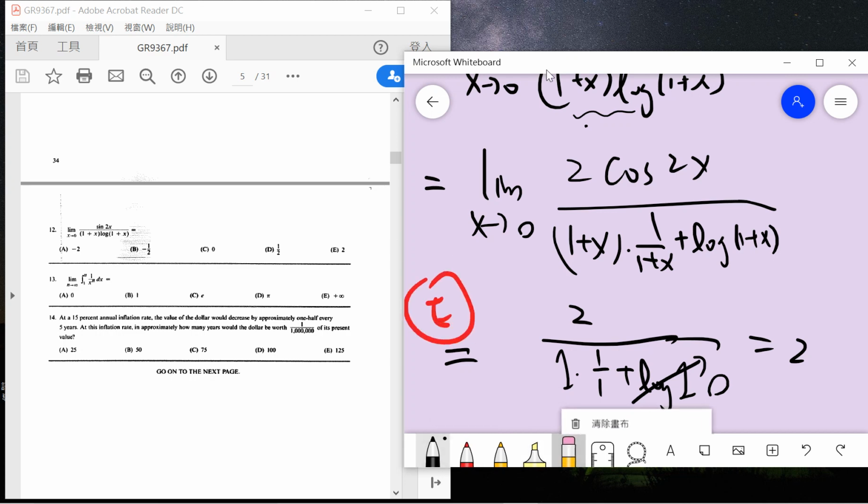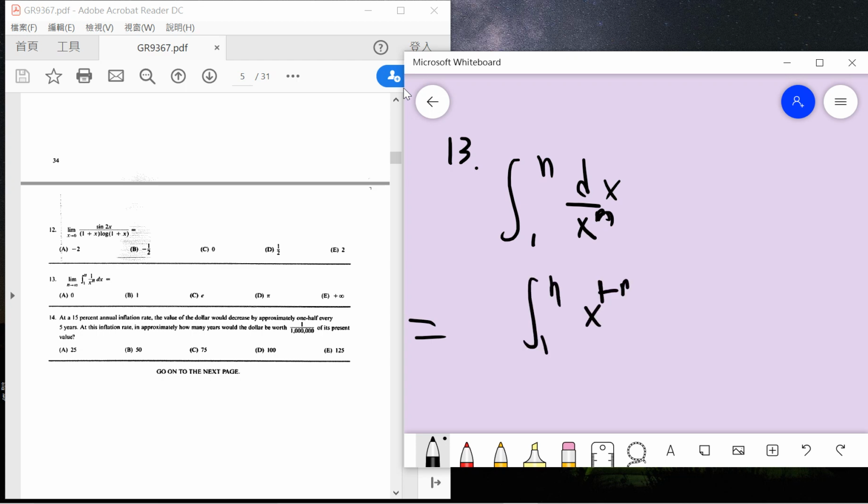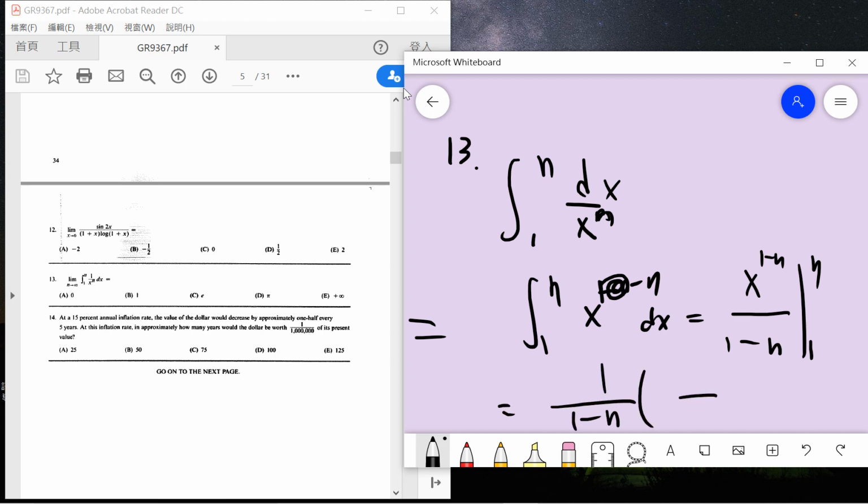Okay. 13 asks about this integral. And basically you can directly compute this. This is just direct computation. So we have this one. Minus 1. Okay.